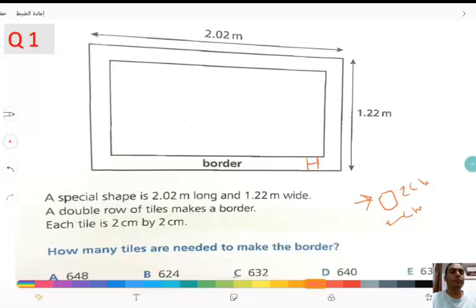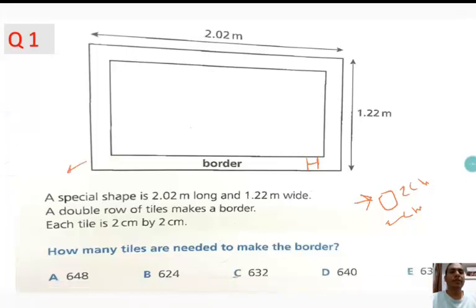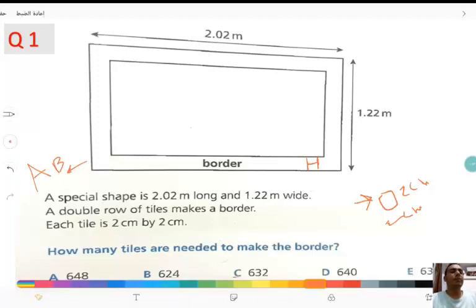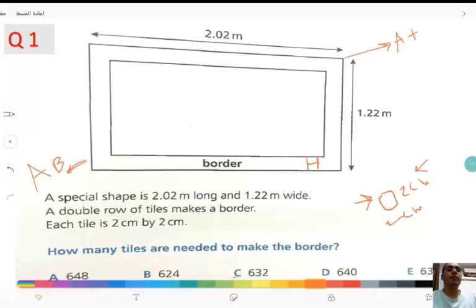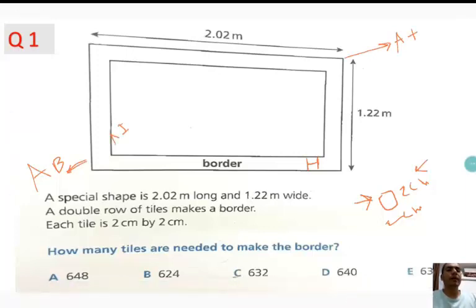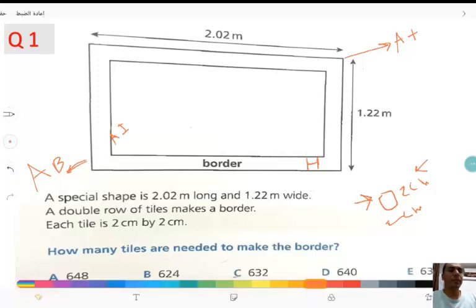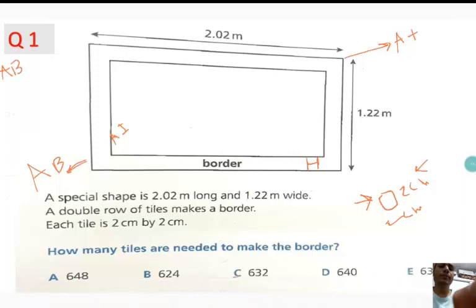In this question, we should first find the area of the border, and then we will divide it by the area of one tile to find how many tiles are needed. And the area of the border, as shown here, is the area of the total shape minus the area of the inside rectangle. So we can say A border equals A total minus A inside. Let's find all the areas.